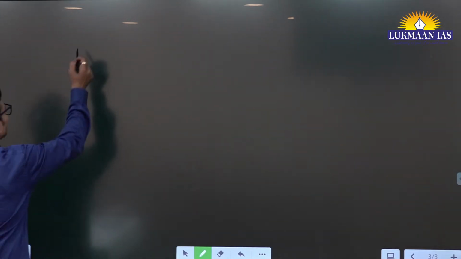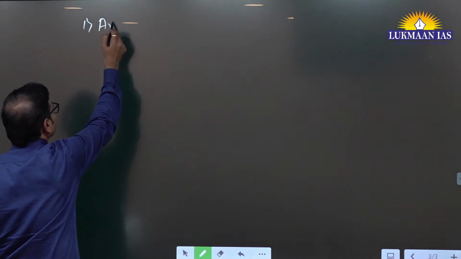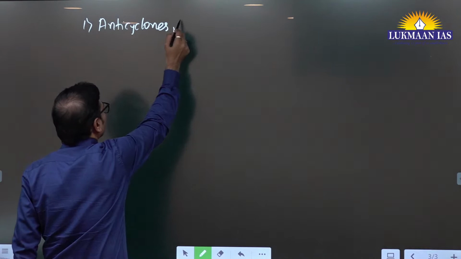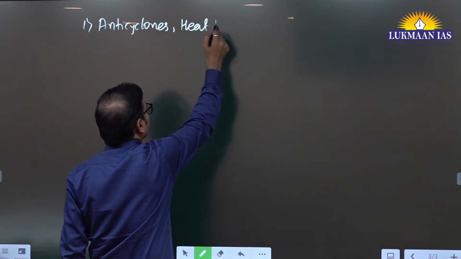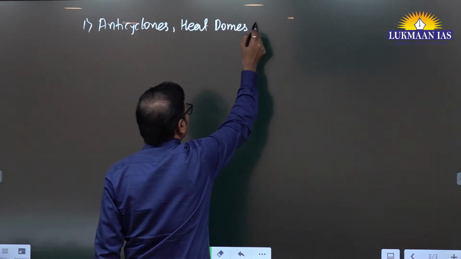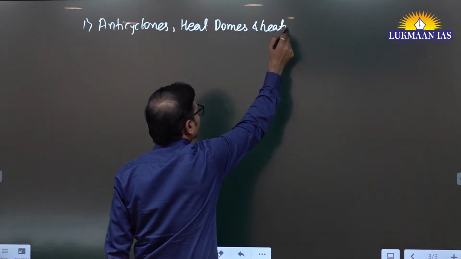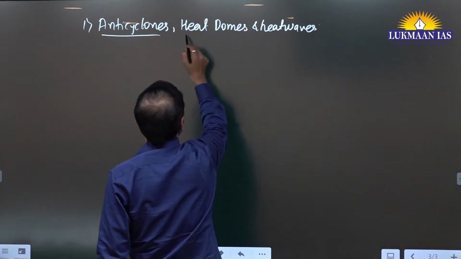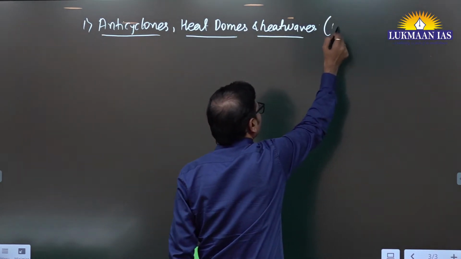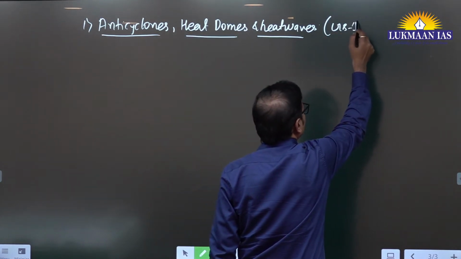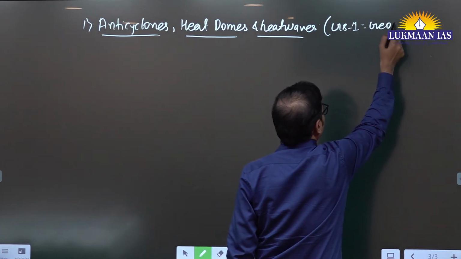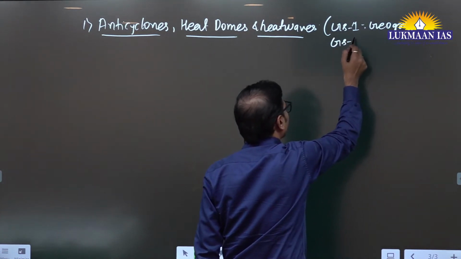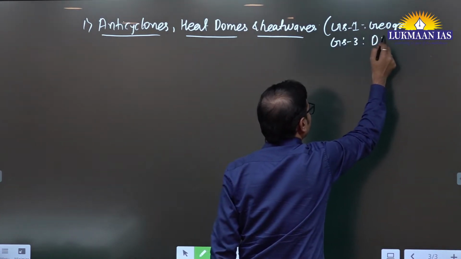Now the first topic: the link between anticyclones, heat domes and heat waves. It relates to your GS1 and GS3. GS1 geography part, GS3 paper disaster management.